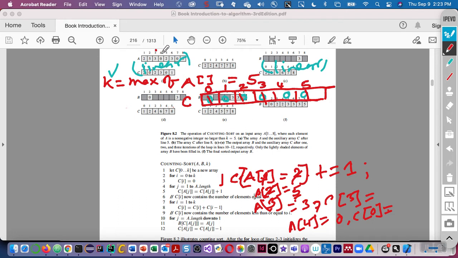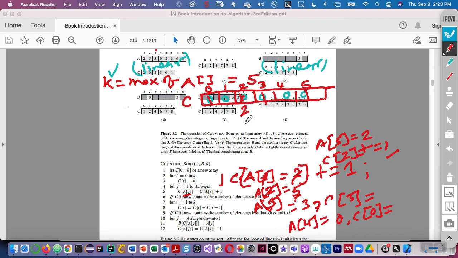And then let me do the next one. a5 equals 2. Let me see, then this one, if you understand this one. a5 equals what? a5, we are counting only the inner part. a5 equals 2, right? Then c of 2 plus equals, c of 2 we are incrementing by 1. What was c of 2? Already 1, right? We are incrementing by 1, so that is getting another 1, then we are getting 2.